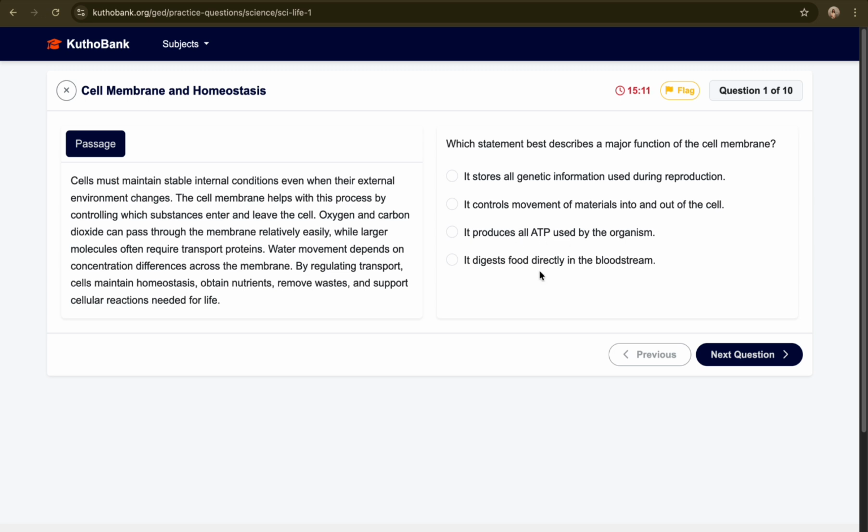And the last choice, choice D. It digests food directly in the bloodstream. Look for digest, food, bloodstream in the passage. They are not mentioned. So, again, choice D is incorrect. So, we are now 100% confident that choice B is the only correct answer. So, select it and move on to the next question.